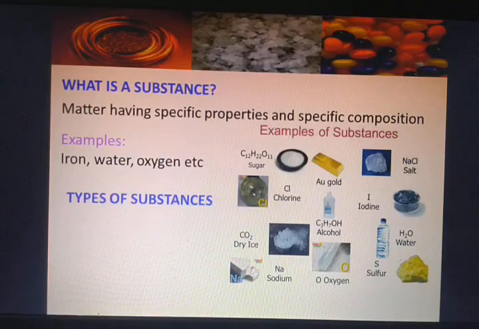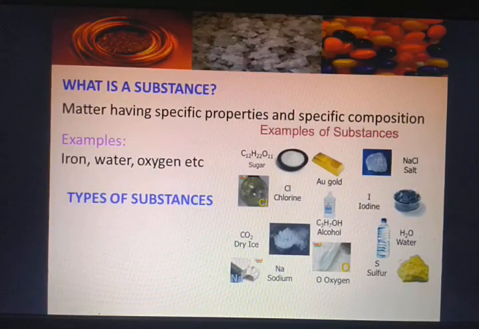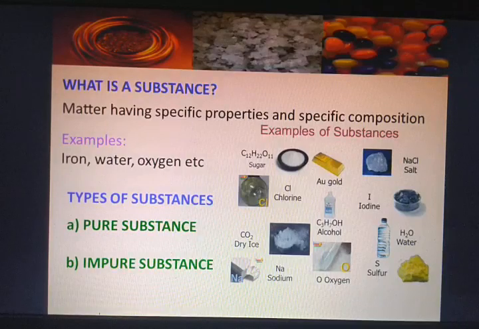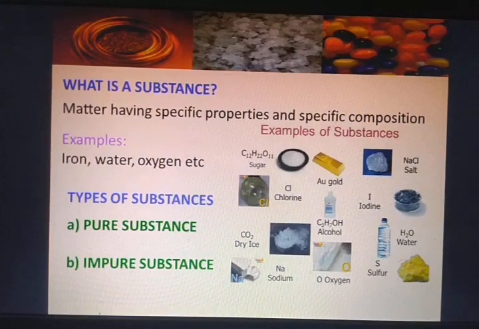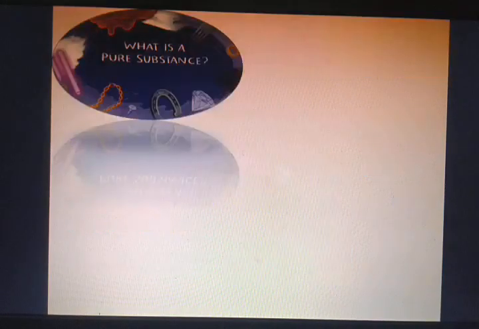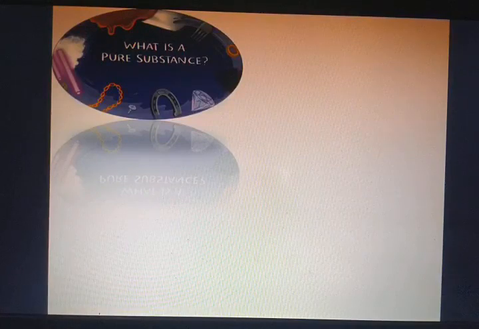Now, the next thing is we can classify substances. What are the types of substances? The classification is pure substance and impure substance. We will discuss pure substance and impure substance definitely in detail. Coming now to the definition, what is a pure substance? As you can see, the question is given, what is a pure substance?